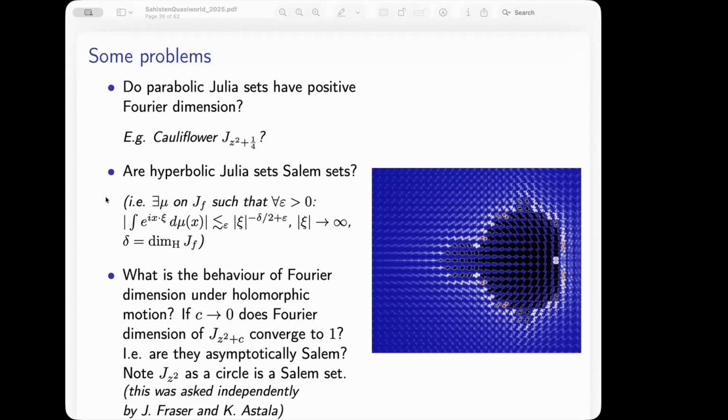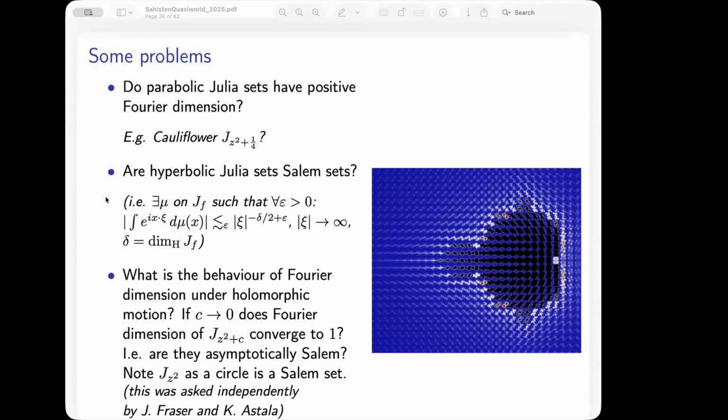But wait a second. If I understand it right, the von Koch snowflake should not be a Salem set, right? Yeah, it should not be. And also there are examples of self-similar sets. Of course we have the middle-third Cantor set, but actually for any Pisot number, if you have a contraction of 1 over a Pisot number, they don't even have any decay.